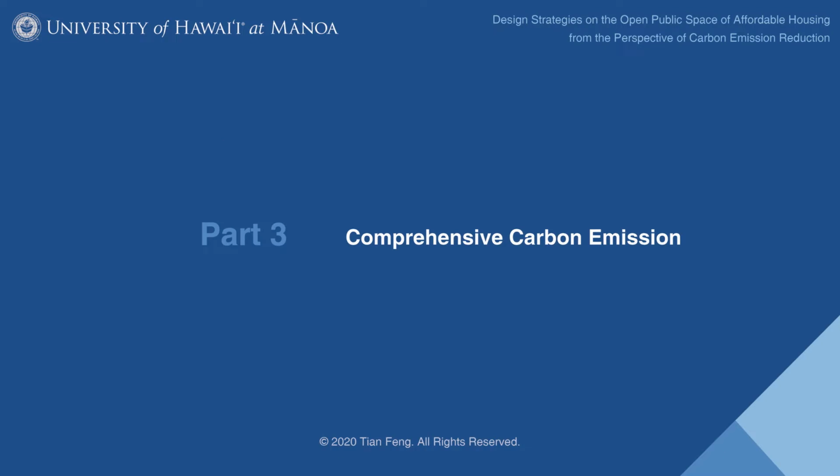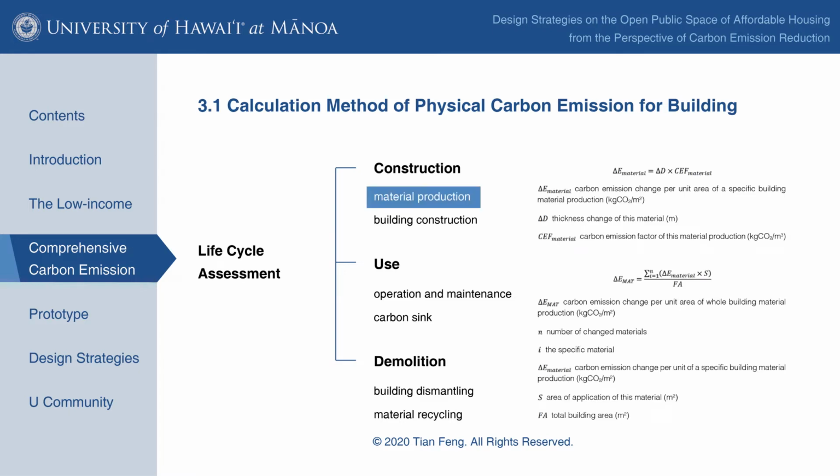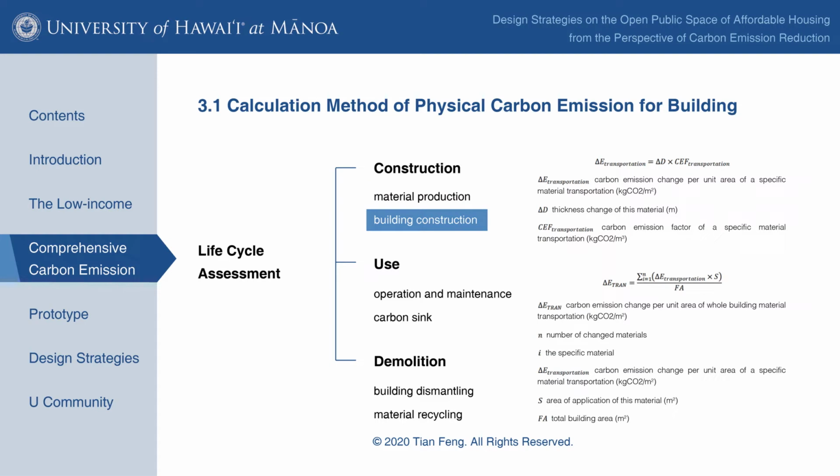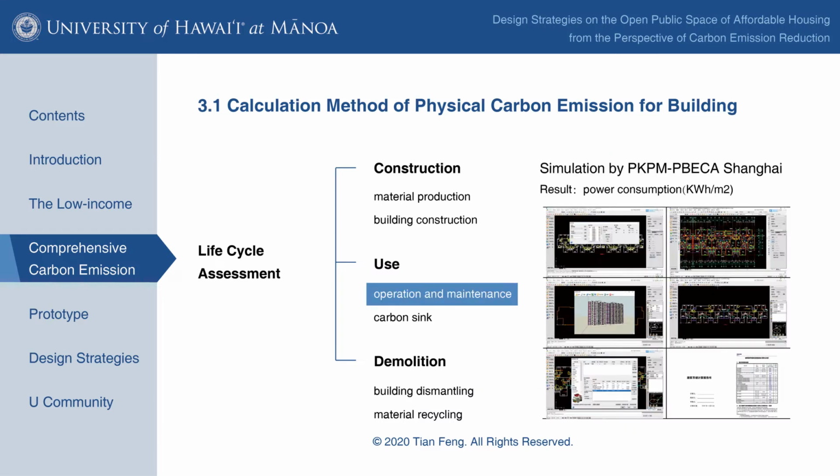And then I will go through the third part. This part is the calculation of comprehensive carbon emission of a building with different open public space situations. The physical calculation is based on life cycle assessment in 3 stages: construction, use, and demolition. The material production, building construction, carbon sink, and building dismantling are calculated by carbon emission factors. The operation and maintenance part is simulated by PKPM PBECA.